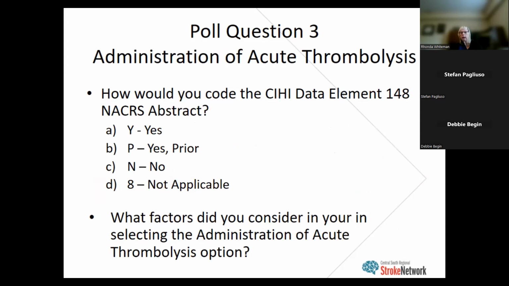Okay, so let's look at how you would code administration of acute stroke thrombolysis in the NACRS abstract. Would it be yes, prior, yes, prior, no, 8, not applicable? I'll launch the poll, and let me know if you want me to go back. And bear in mind, this is in the NACRS abstract, just to be a bit confusing.